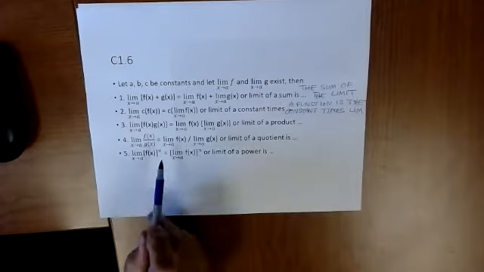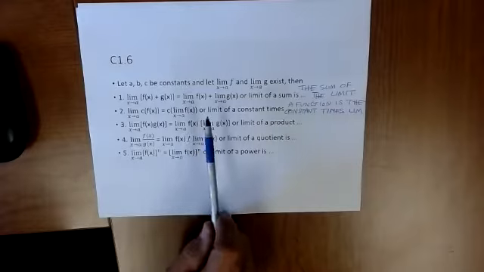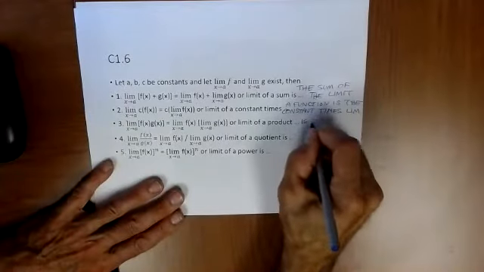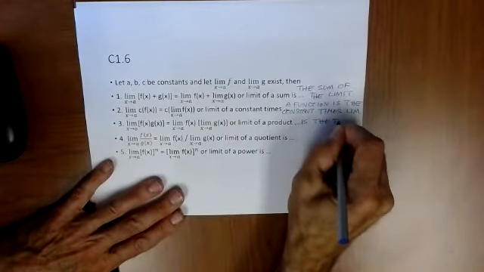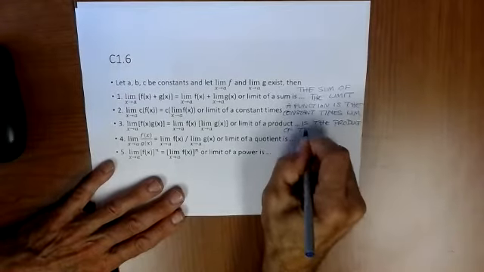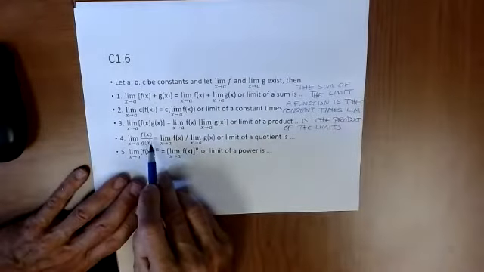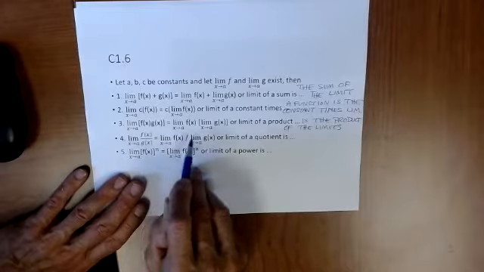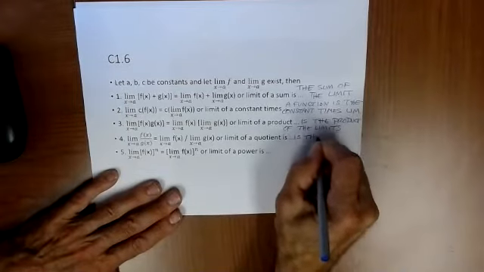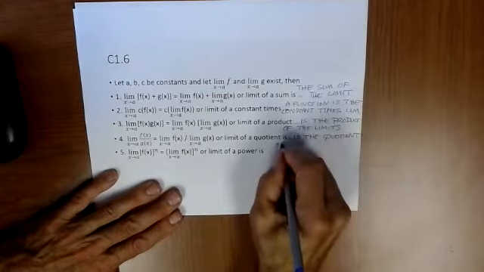Number 3, notice this is a product. Well, now you've got it all figured out. You can probably finish it on your own. The limit of a product is the product of the limits. That's almost hard to believe it's that easy. Ditto on quotient. The limit of a quotient is the quotient of the individual limits. So the limit of a quotient is the quotient of the limits.